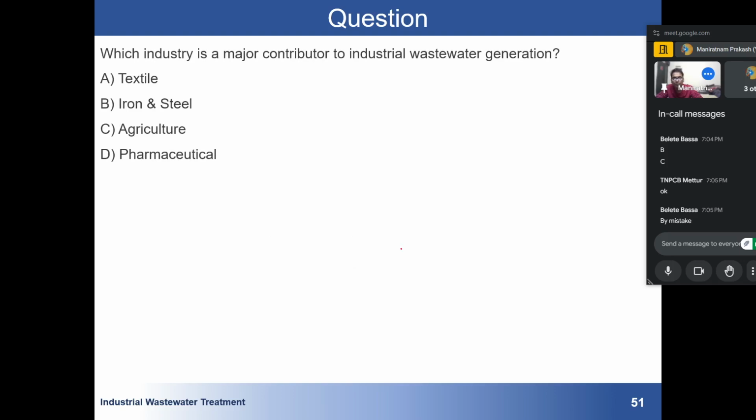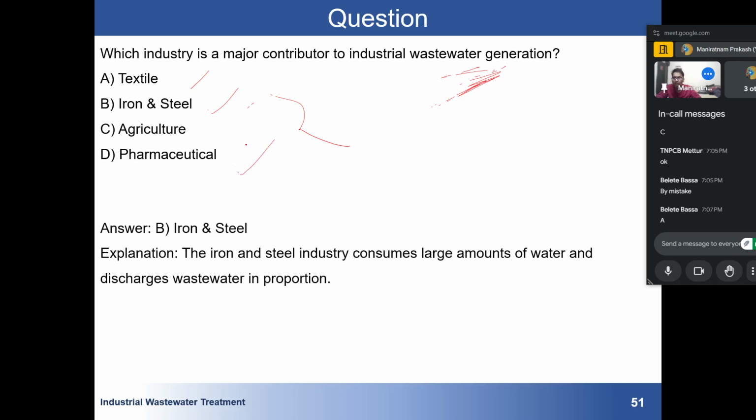dissolution. Which industry is a major contributor to industrial wastewater generation? Out of textile, iron and steel, agriculture, pharmaceutical, which one is it? Yes, iron and steel is highest, not textile. Textile, just go and look in the data. Okay? I will show you the data.